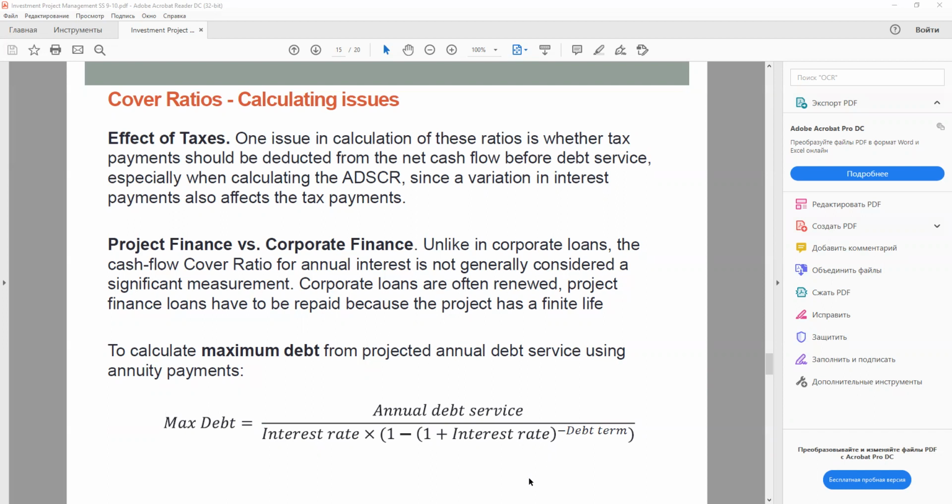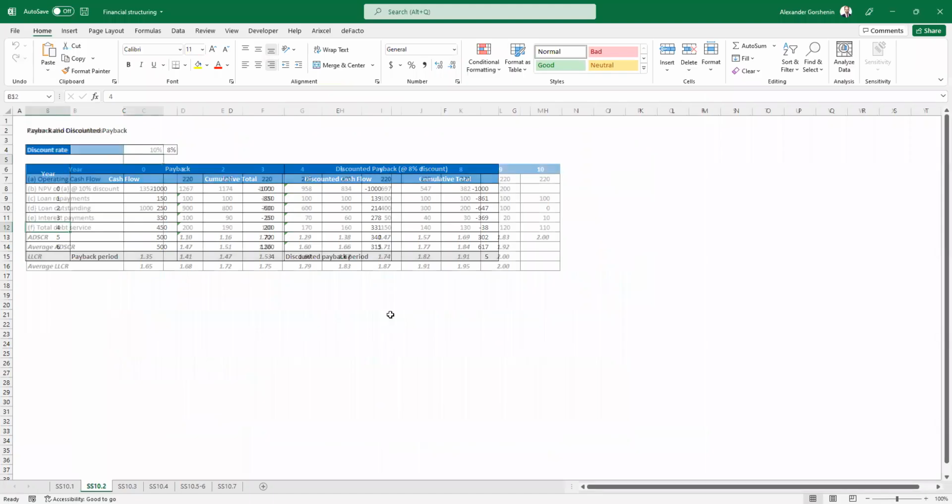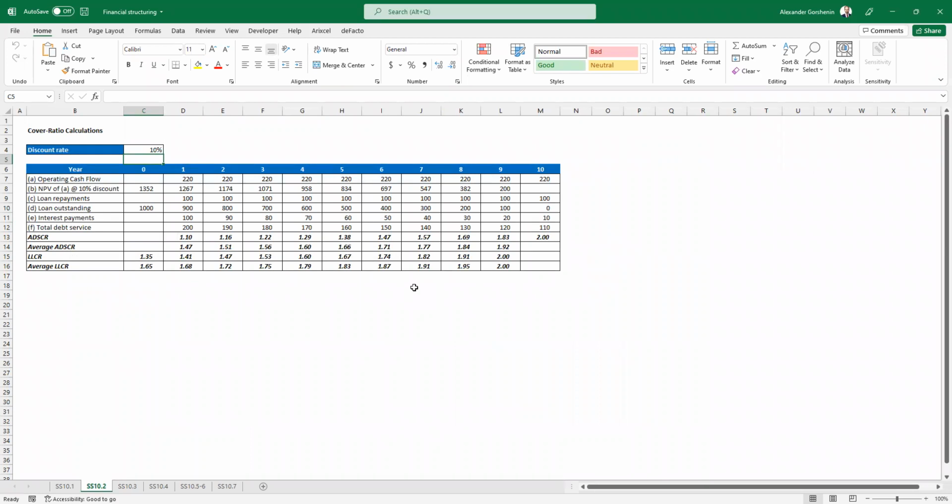Okay, welcome back, and let us start with an example of calculation for such ratios in a typical project. In this table, we have a typical project with a level annual cash flow before debt service of 220. Here we have a 1,000 loan, and it is repaid in equal annual principal installments over the 10 years. The interest rate of the loan is 10% per annum.